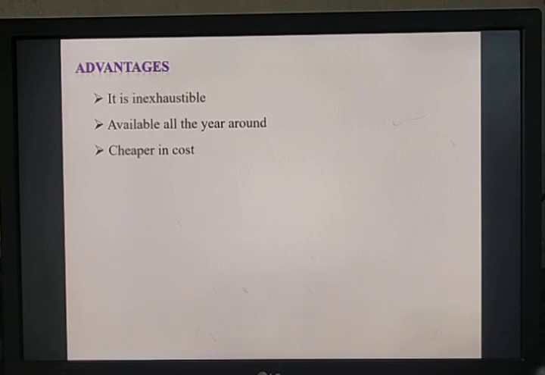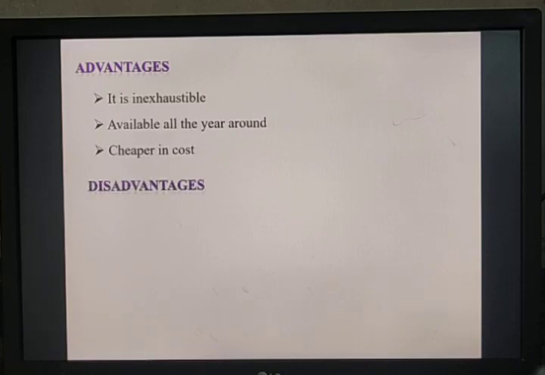Cheaper in cost compared to the other power generation. That is, the per unit cost is very less compared to the remaining power plants. And it produces a maximum amount of energy than the other alternative systems, that is, other renewable energy sources. These are the various advantages of geothermal power plants.